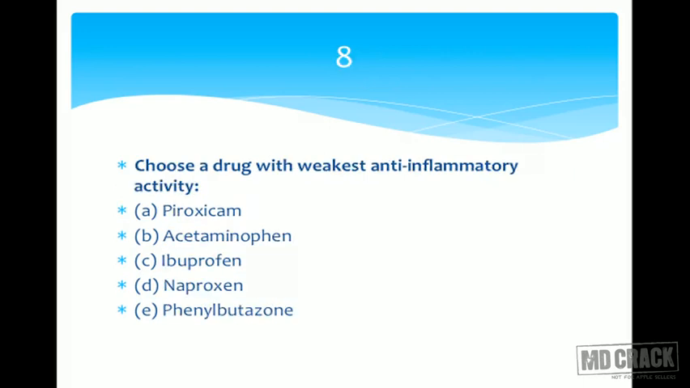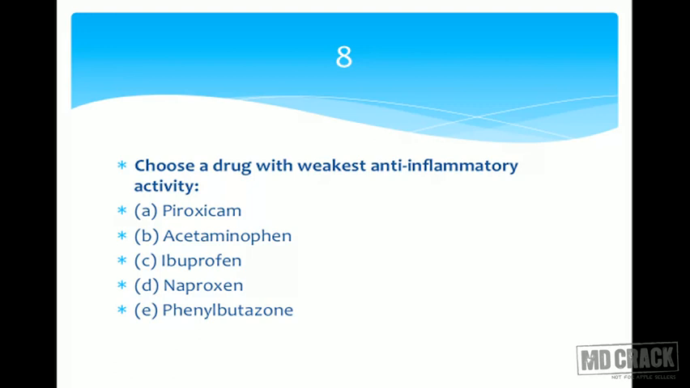That's question number 8. Choose a drug with weakest anti-inflammatory activity. Choose a drug with weakest anti-inflammatory activity. And the options are piroxicam, acetaminophen, ibuprofen, naproxen, and phenylbutazone. So what is done is, most of the anti-inflammatory drugs have been shown here, and you have to choose a drug which has got weakest anti-inflammatory effect.